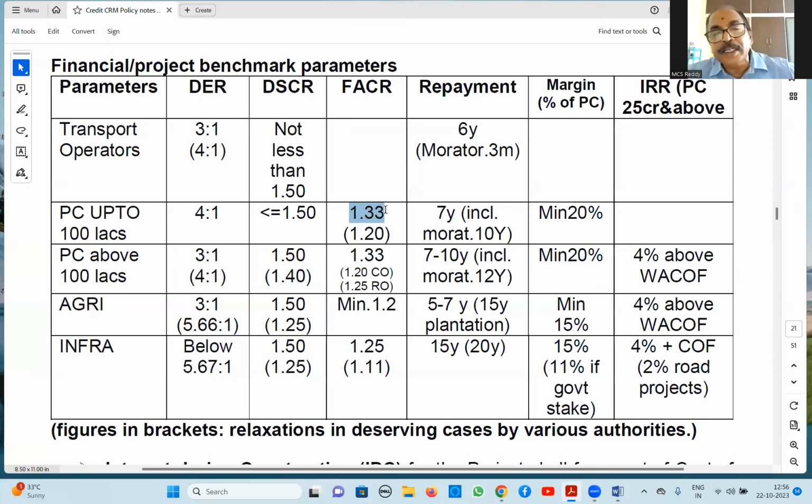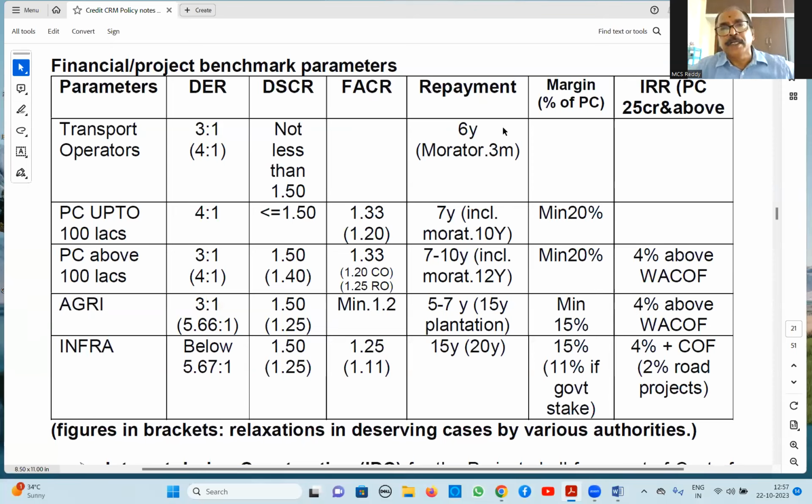So margin should be at least 25%. And for small units it can be reduced up to 1.20. This 2-3 times they asked, what is fixed assets ratio for project up to 100 lakhs? Up to 100 lakhs 1.33, it can be reduced to 1.20. Above 100 lakhs also 1.33, can be reduced to 1.20 or 1.25. Agriculture minimum 1.25, infra 1.25, it can be reduced to 1.11. This is fixed assets coverage ratio.